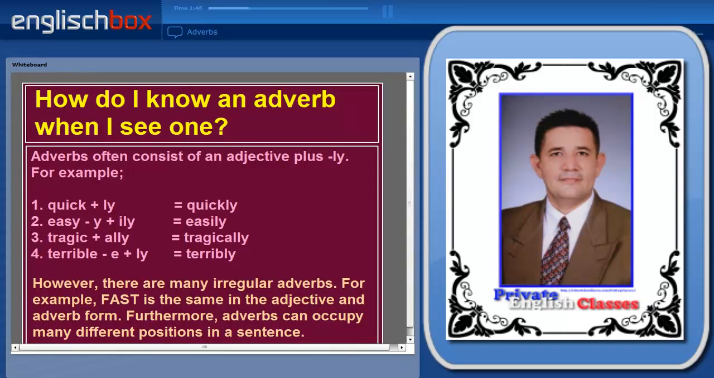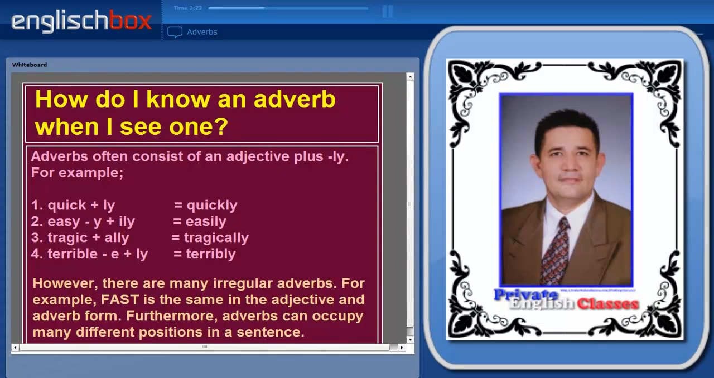So let's look now at how to form an adverb. The majority of adverbs, especially those adverbs of manner, are formed with the adjective plus ly. For example, the adjective quick can be turned into the adverb quickly by simply adding ly. If the adjective ends in y, we normally remove the y and add ily. So easy becomes easily, for example.